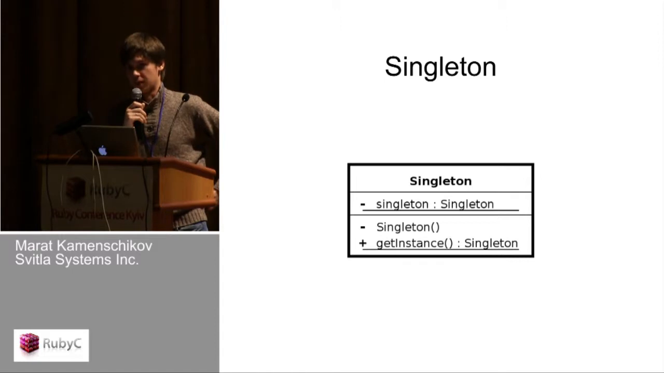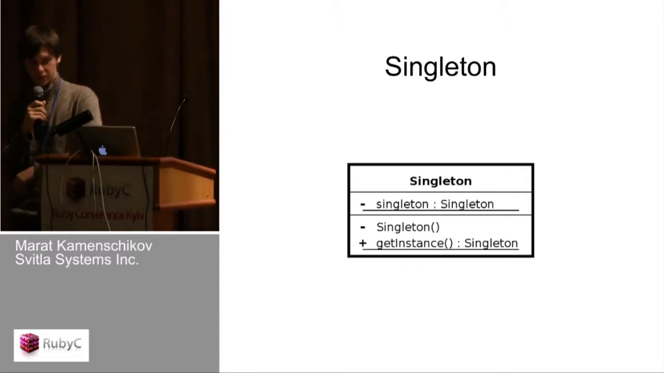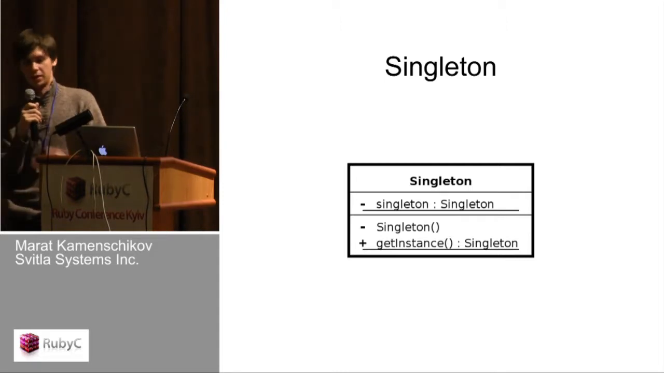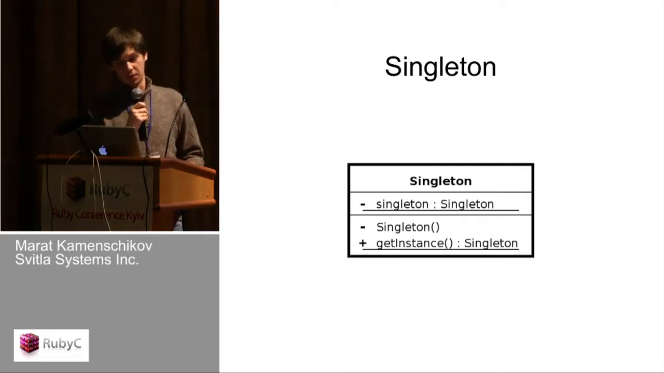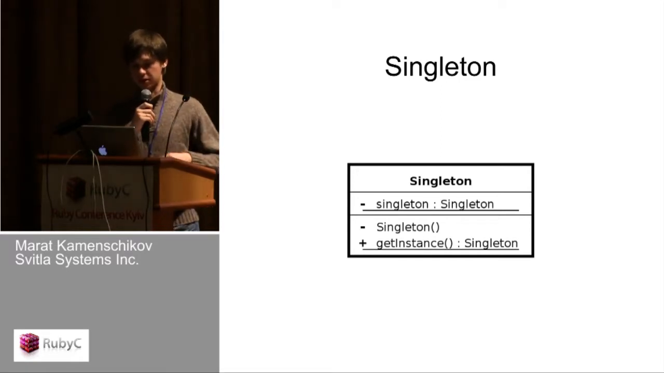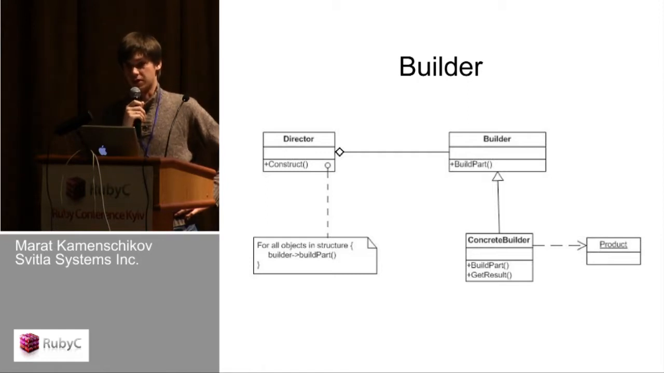Singleton is very simple. Singleton hides the constructor as private, and it gives you an interface for getting an instance of it: just a public class method, just one method. When there is no such instance, it instantiates it. When there is, it just returns it. Okay, very simple.